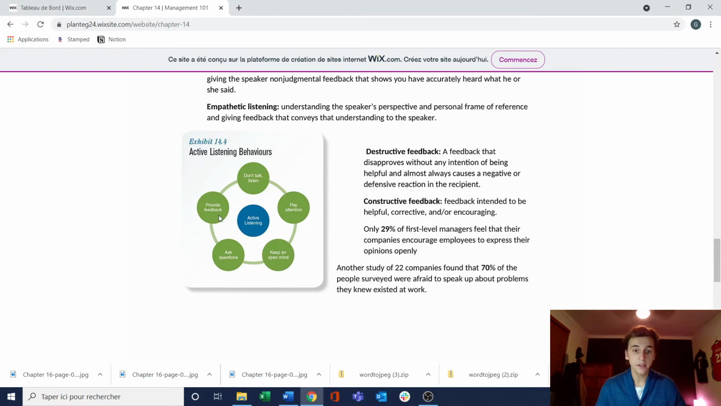Here is the active listening. You don't talk, you listen, pay attention, keep an open mind, ask questions, provide feedback. This is how you can be an active listener. There is destructive and constructive feedback. Destructive feedback is a feedback that disapproves without any intention of being helpful, and almost always causes a negative or defensive reaction in the recipient. Constructive feedback is a feedback intended to be helpful, corrective, and or encouraging.